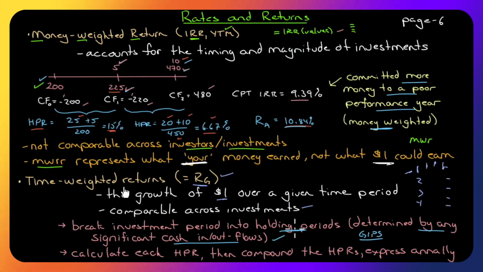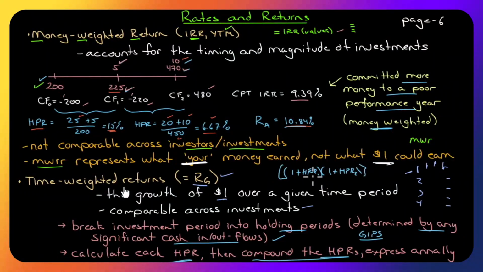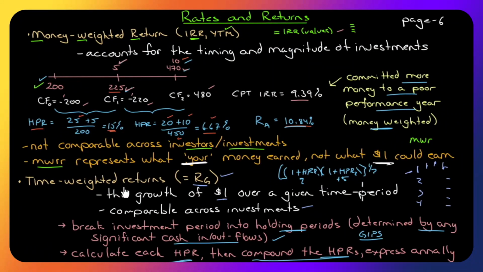You break it into holding periods, you calculate the holding period return for each one, and you compound the holding period returns. Remember, we saw this on the previous screen: 1 plus holding period return 1 multiplied by 1 plus holding period return 2. And let's say that was all there was, and this was 9 months and this was 15 months. Well, there's 24 months, that's 2 years. 1 over 2 will give it to you annualized. Calculate each HPR, compound the HPRs, then express it annually.